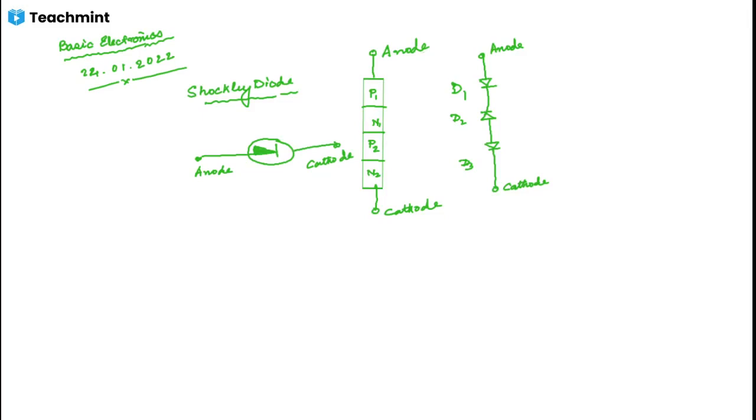So this device acts as a switch and consists of 4 alternate p-type and n-type layers in a single crystal. The various layers are labeled as P1, N1, P2, N2 for identification. Since the P region adjacent to the N region may be considered as a junction diode, the Shockley diode is equivalent to 3 junction diodes connected in series.